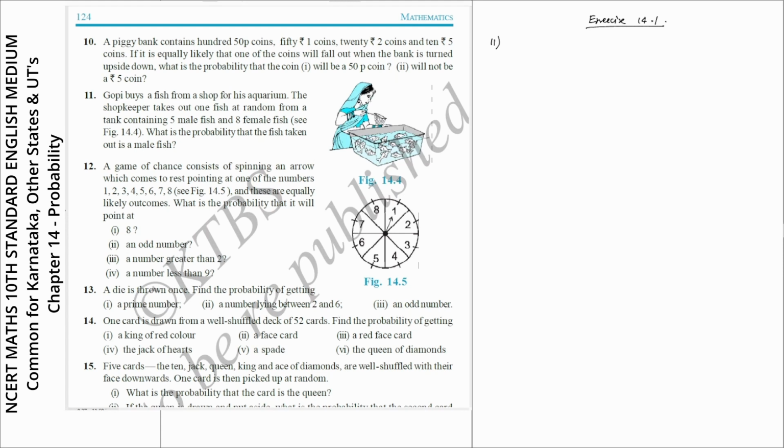Exercise 14.1, question number 11. Gopi buys a fish from a shop for his aquarium. The shopkeeper takes out 1 fish at random from a tank containing 5 male fish and 8 female fish. What is the probability that the fish taken out is a male fish?